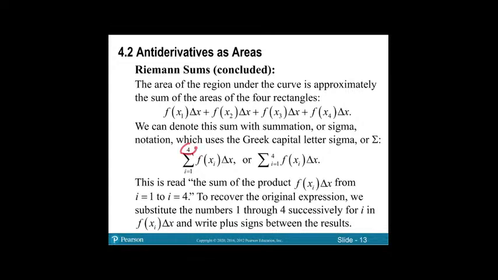Let me see, what's the difference between these? We can put the summations on top and bottom or off to the side, but they mean the same thing. Again, this is read as the sum of the product f of x sub i delta x as i goes from 1 to 4. To recover the original expression, we substitute the numbers 1 through 4 successively for i in this f of x sub i delta x and write plus signs between the results. They didn't show it, but that's okay.